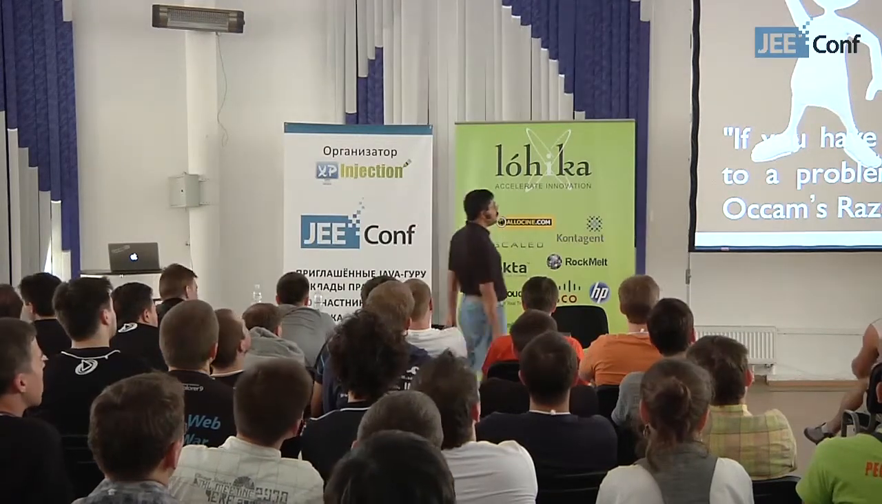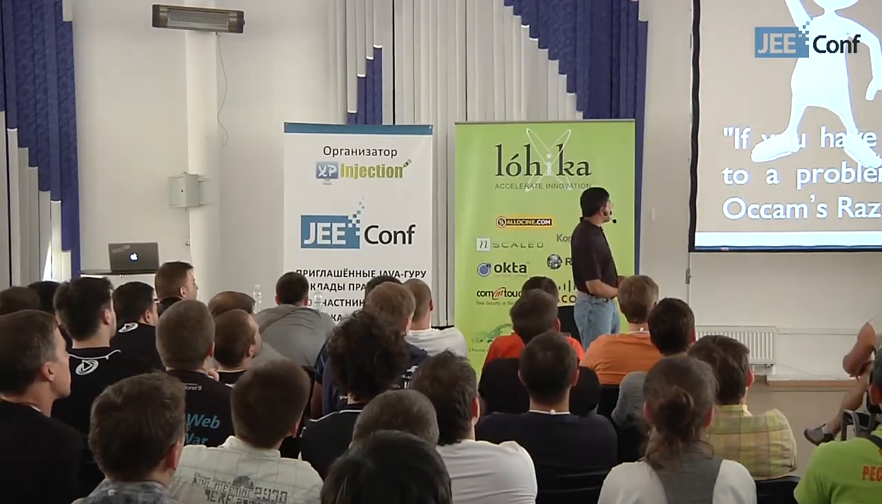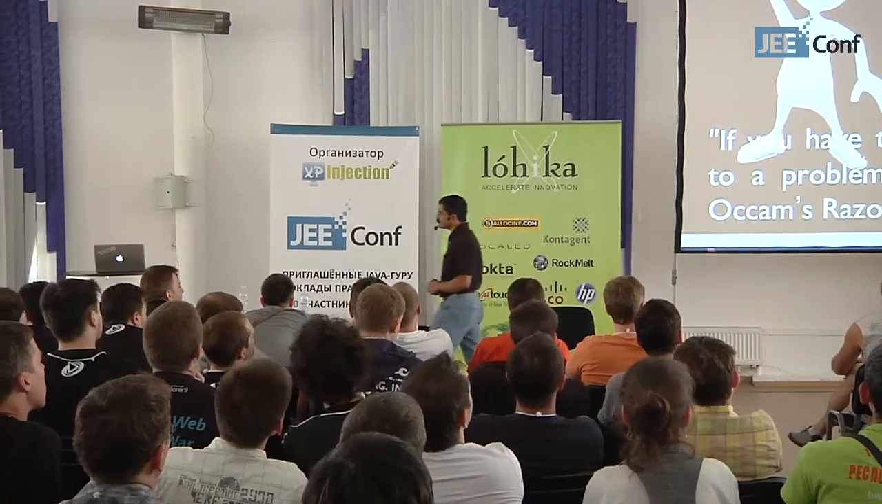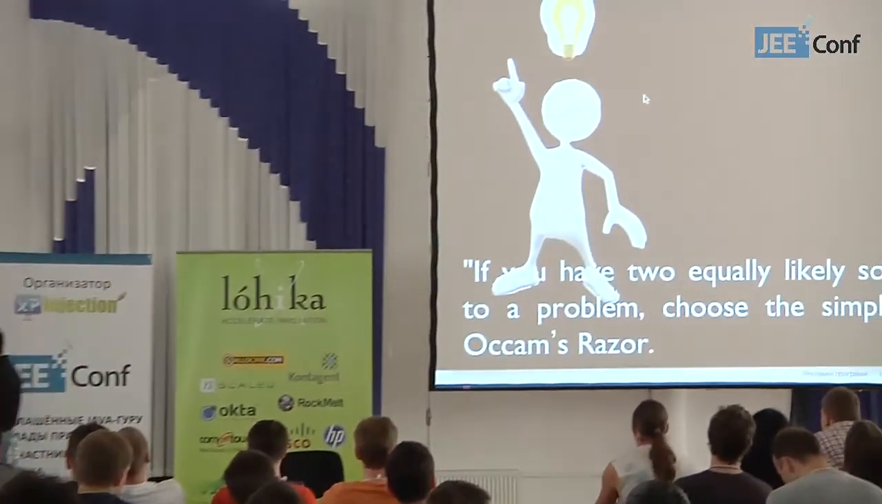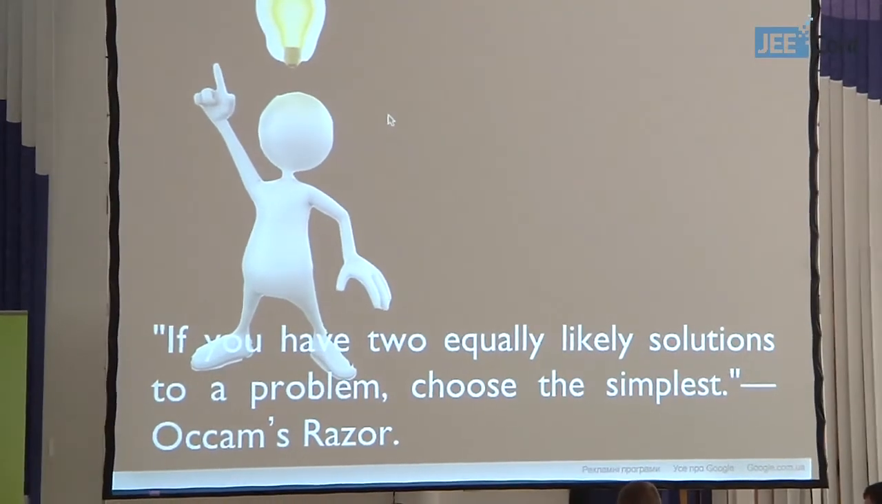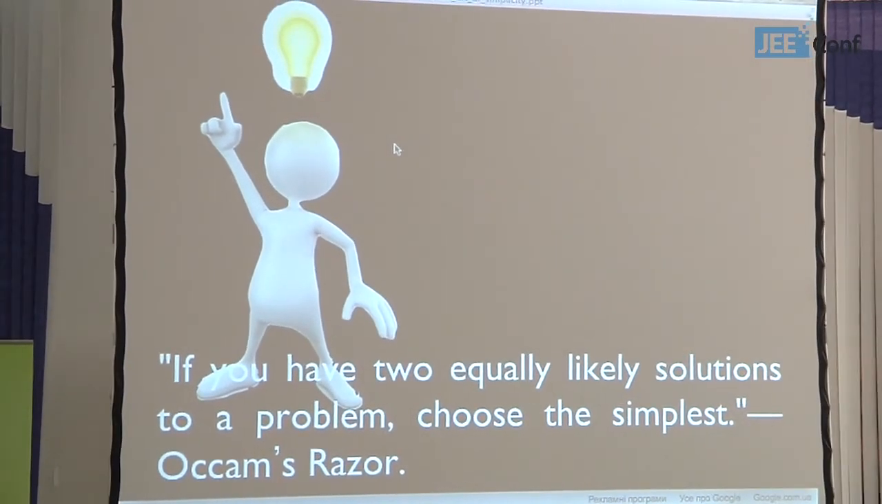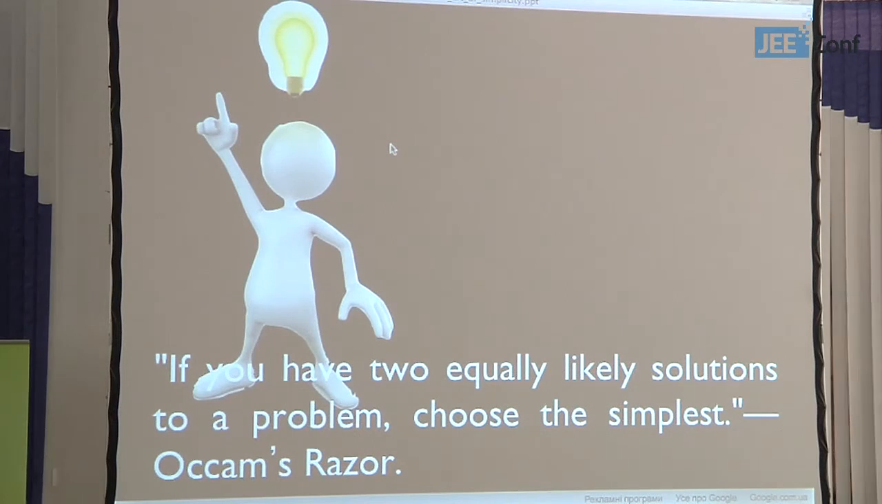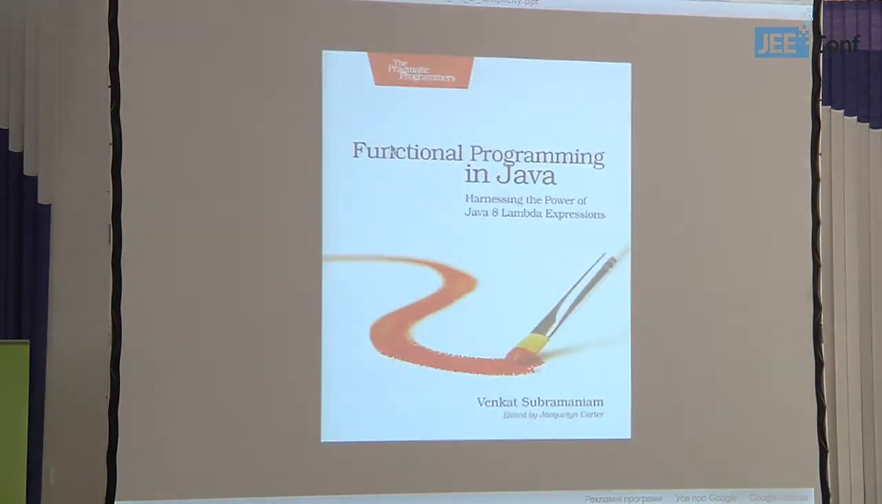If you have two equally likely solutions to a problem, choose the simplest, says Occam's razor. So anytime you have multiple solutions to a problem, choose the simplest solution, not the most complex. It is important to choose simplicity.